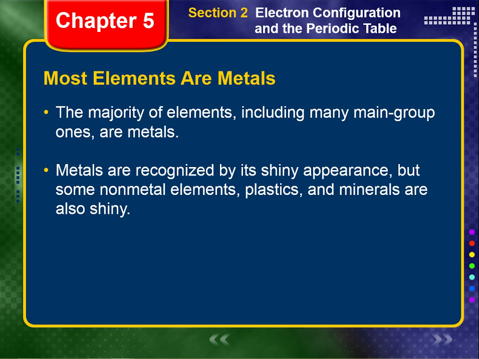The majority of elements, including many main group ones, are metals. There are lots and lots of metals on the periodic table. Metals are recognized by their shiny appearance, but some non-metals, plastics, and minerals are also shiny, right? So just because something is shiny doesn't automatically mean it is a metal.